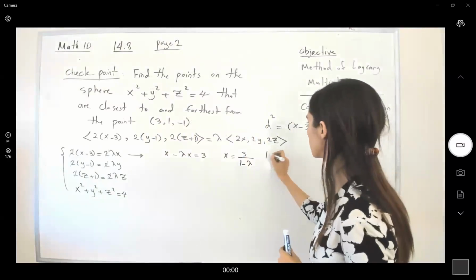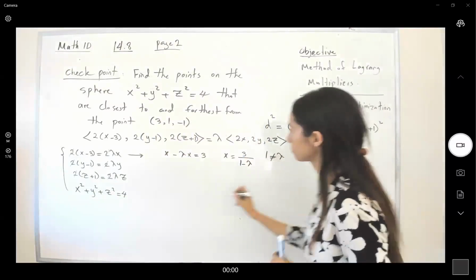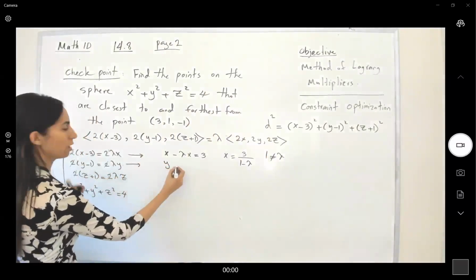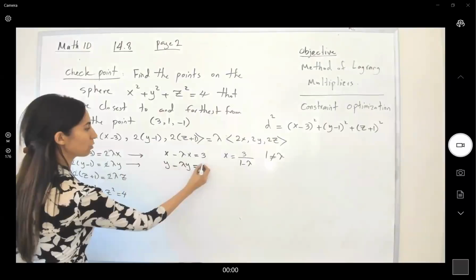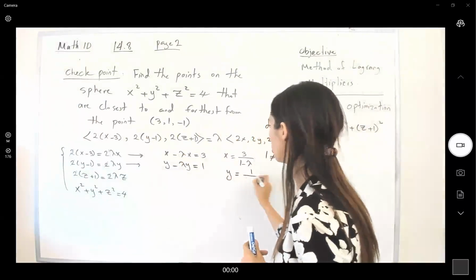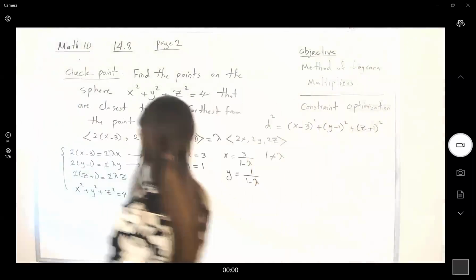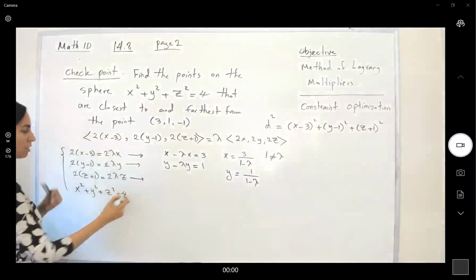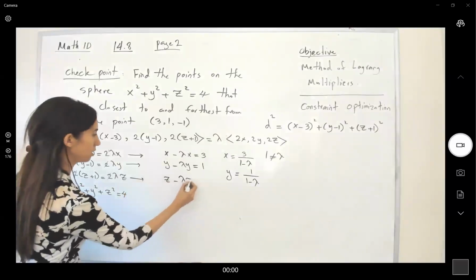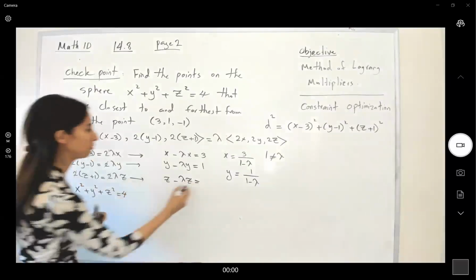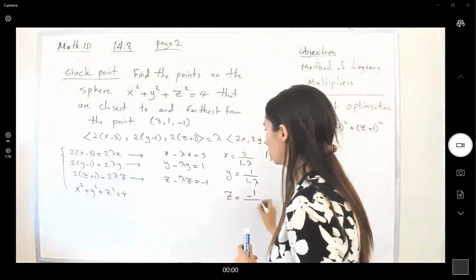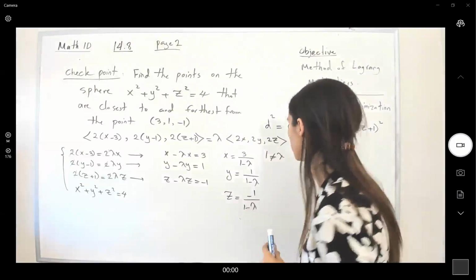So lambda cannot be equal to 1. From the second equation, you get y minus lambda y equals 1. So in this case, your y is equal to 1 over 1 minus lambda. And from the third equation, you get z minus lambda z equals negative 1. And here your z is equal to negative 1 over 1 minus lambda.